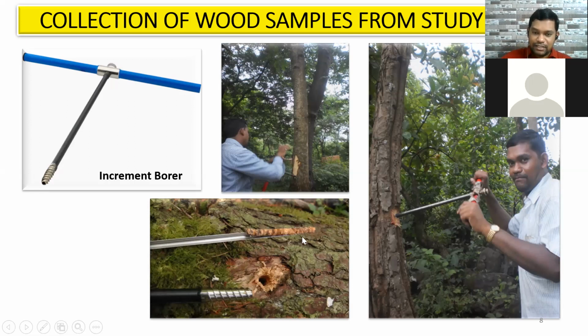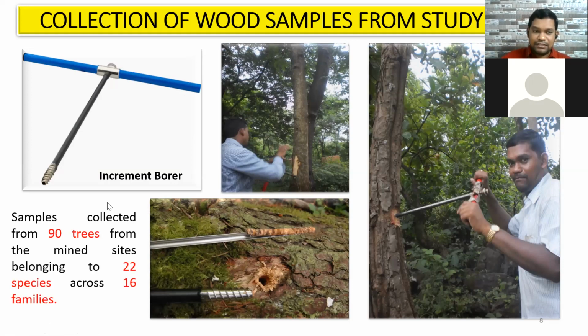So these discs were collected, appropriately labeled, and for every individual tree from which I collected the sample, I recorded the other preliminary data as well, even the GPS coordinates, the girth, the circumference, the approximate height, etc. So like this, from the study areas, I collected samples from about 90 trees in the mined sites, which belong to 22 species across 16 families.